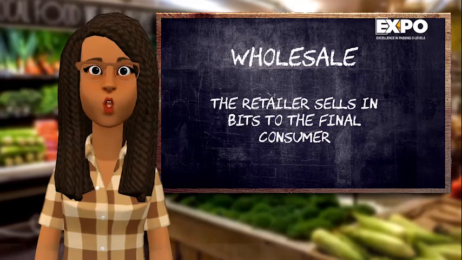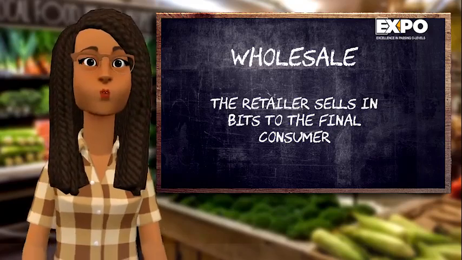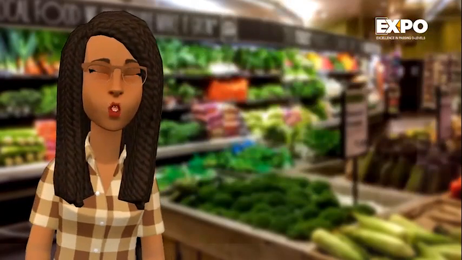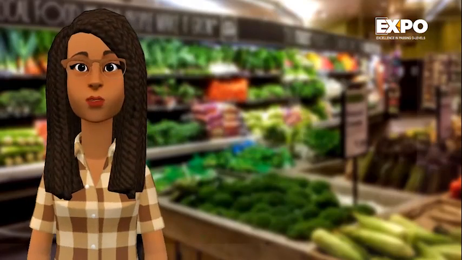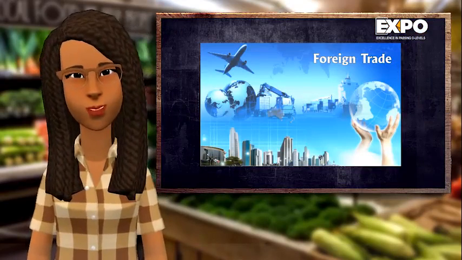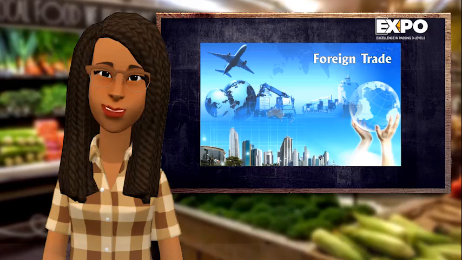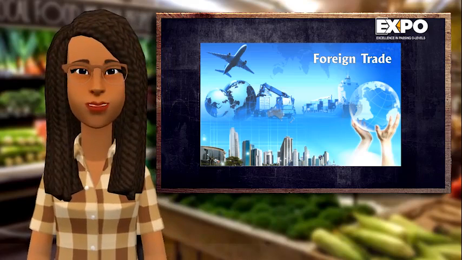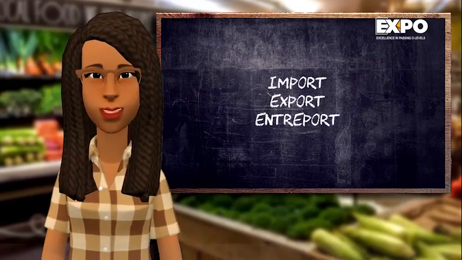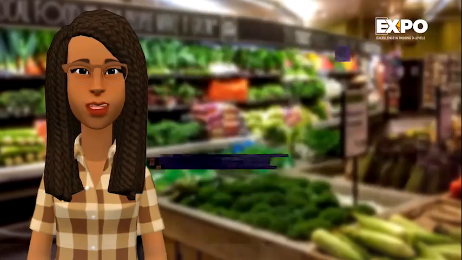The retailer is also the link between the wholesaler and the consumer, but most importantly, he's the one the consumer knows. Oh wow, to think we're still in trade. Oh well, let's head to foreign trade. As its literal meaning, foreign trade is the buying and selling of goods and services beyond the borders of the country you are in. It deals with import, export, and entrepot, and comes with its own set of problems.